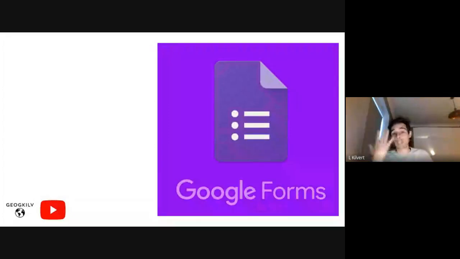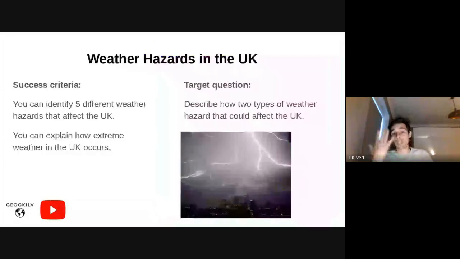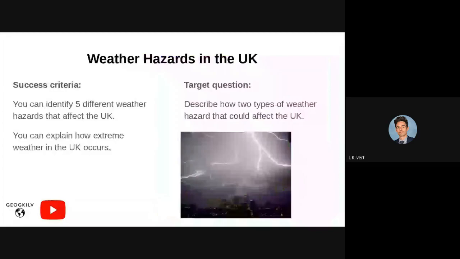So hopefully on the basis of that, we should be able to identify 5 different weather hazards that affect the UK and use connectives to explain them. And you should have some knowledge and understanding of how those different air masses will impact upon the different types of weather that we might find in and around the UK.